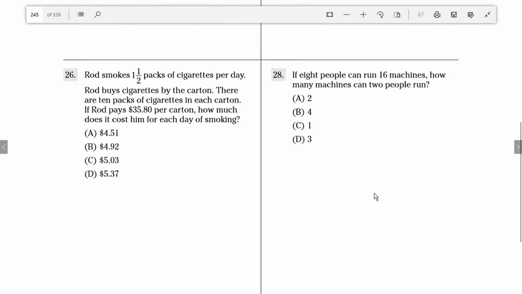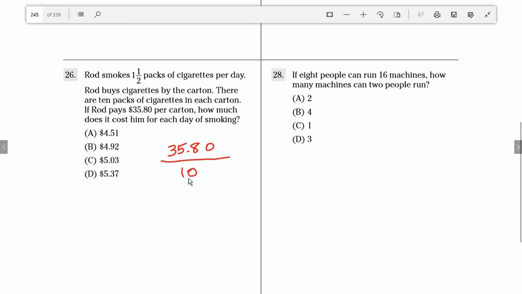Rod smokes 1.5 packs of cigarettes a day. Rod buys cigarettes by the carton. There are 10 packs of cigarettes in each carton. If Rod pays $35.80 per carton, how much does it cost him for each day of smoking? So again, we have $35.80 for 10 packs. So this becomes $35.80 divided by 10.